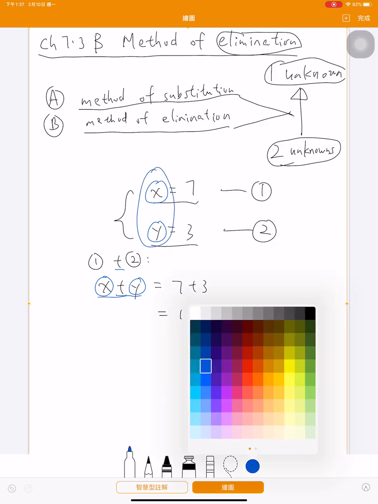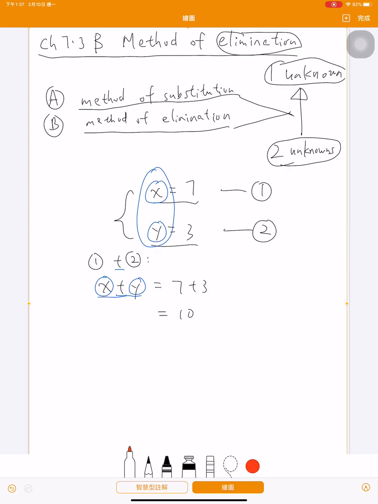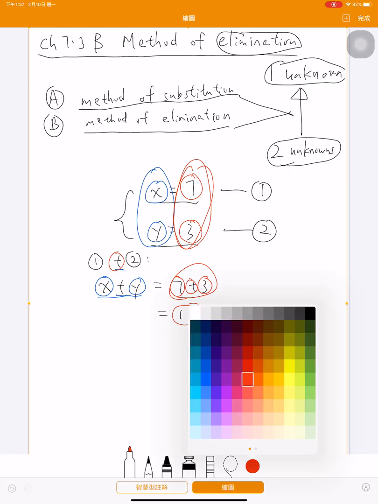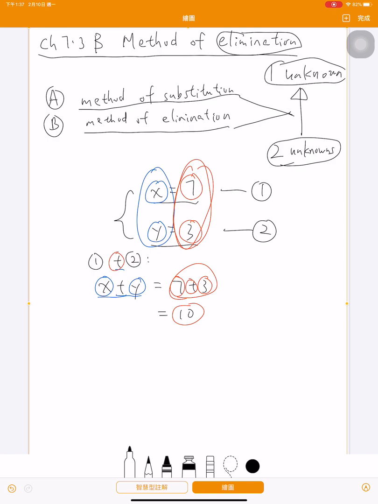For the right hand side, for x is equal to 7, so we know that it's 7. This time we add, and then for equation 2, the right hand side is 3. So we just add the right hand side together, becoming 7 plus 3, so it's 10, right? So after you know that you can also add the left hand side and right hand side of the equations together, we can talk about the method of elimination.